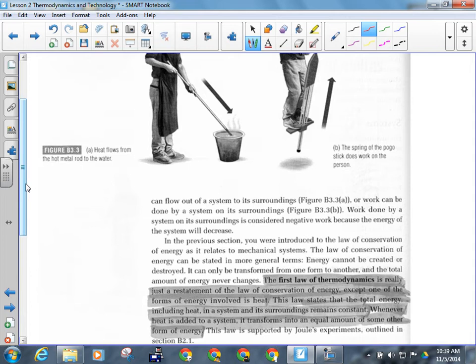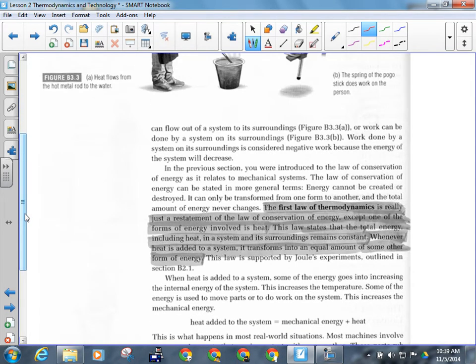Energy can flow out of a system to its surroundings, or work can be done by a system to its surroundings. So the first law of thermodynamics is kind of highlighted already there for you. That's important though. It's really just a restatement of the law of conservation of energy.